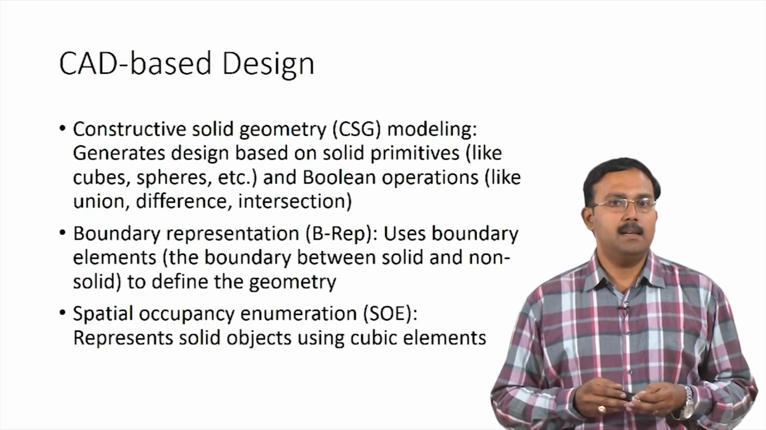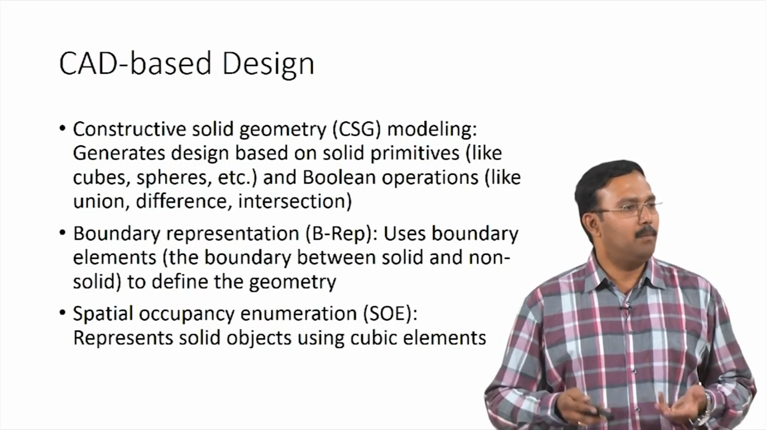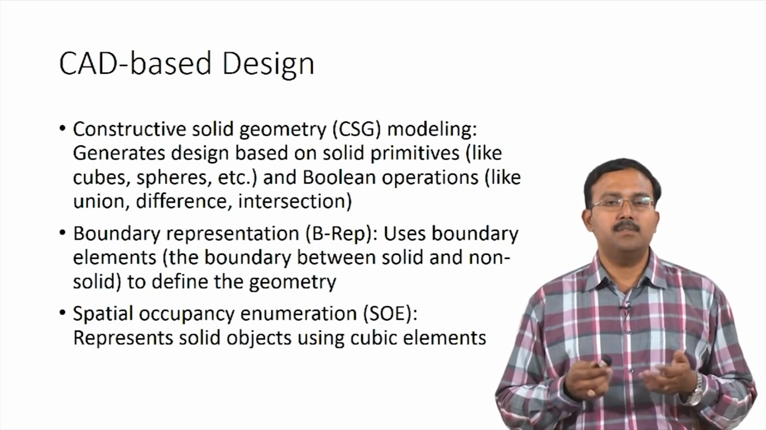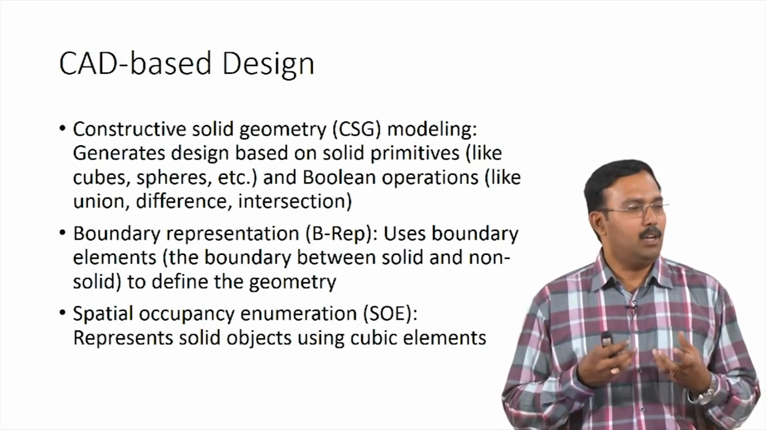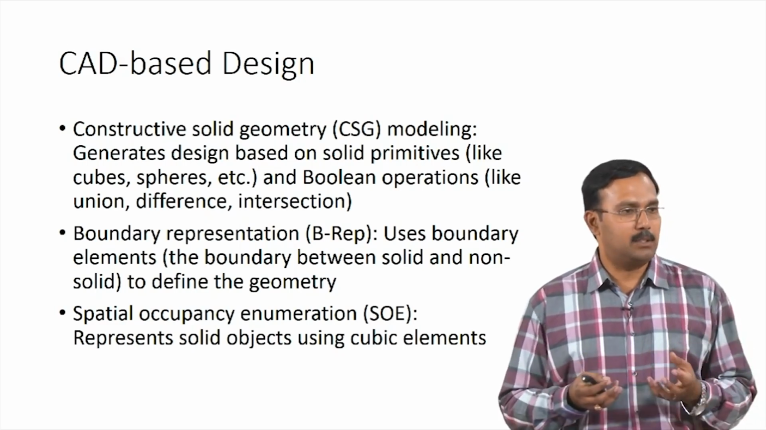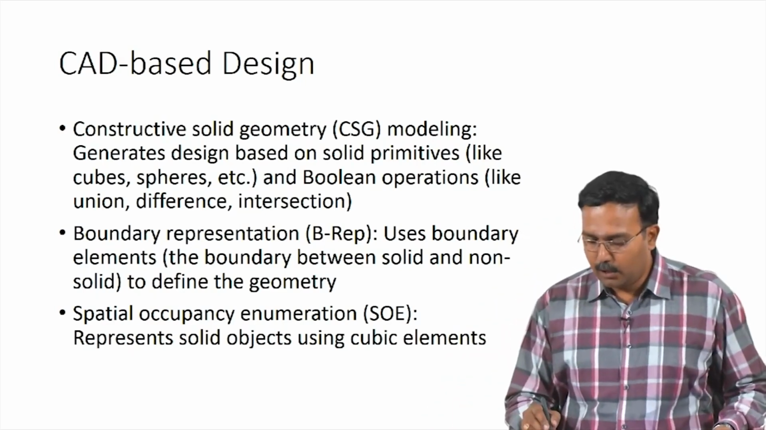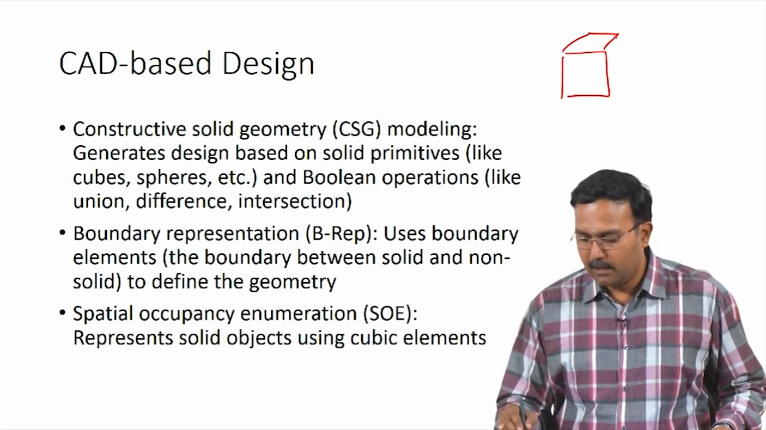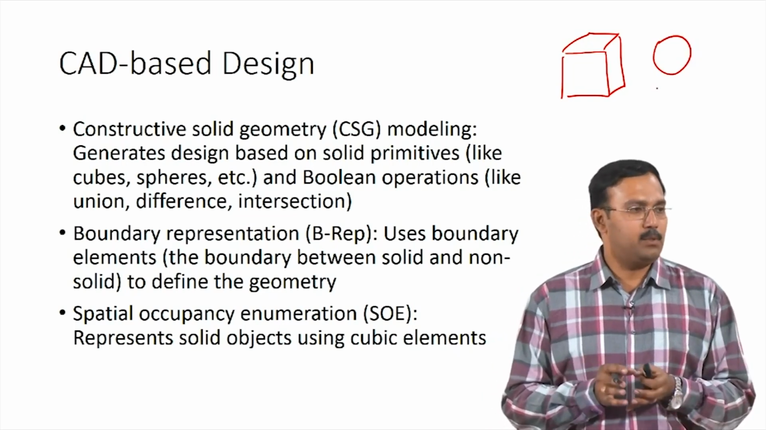CAD based design has three major approaches, and this is one of the more commonly used strategies for designing the internal architecture. Constructive solid geometry modeling is one where you use solid primitive structures and Boolean operations to build the actual structure. So, if you were to take two structures, let us say you have a cube and a sphere, you can combine these two in different ways to get different structures.